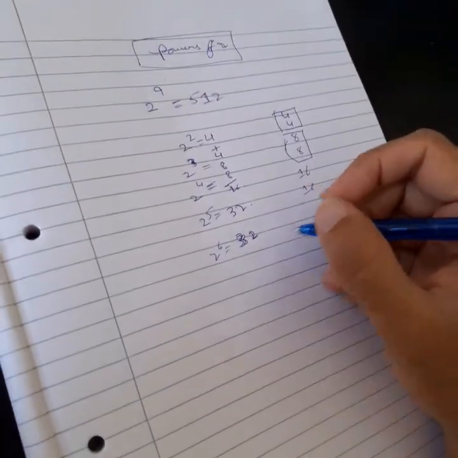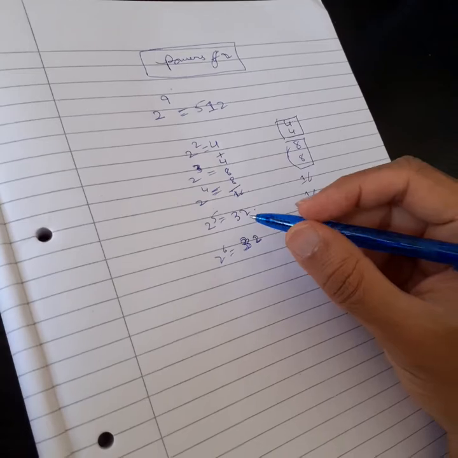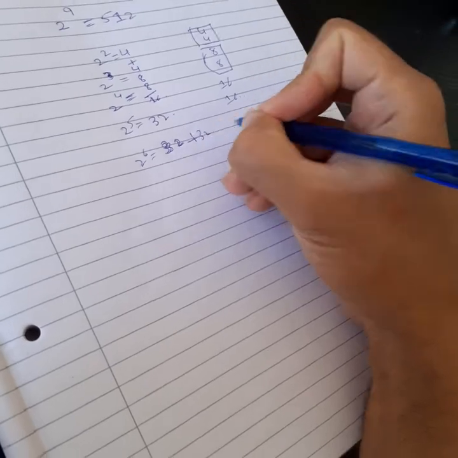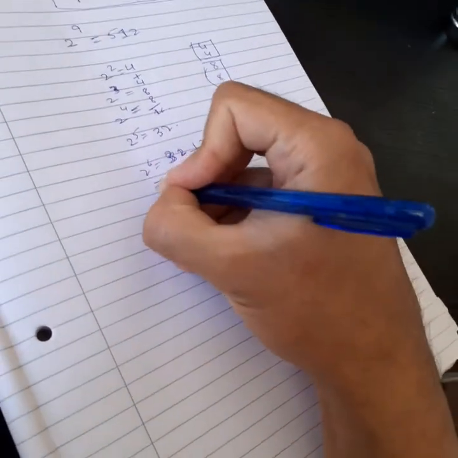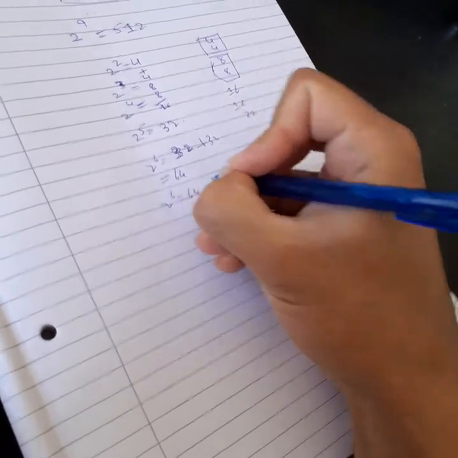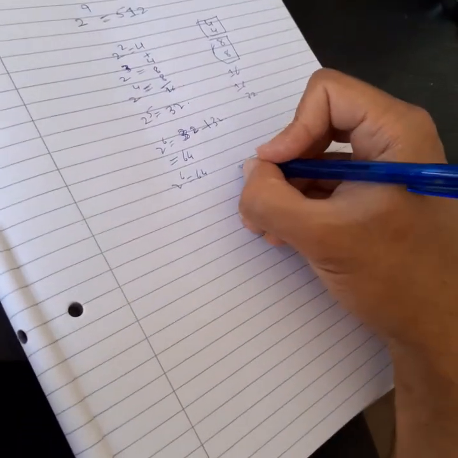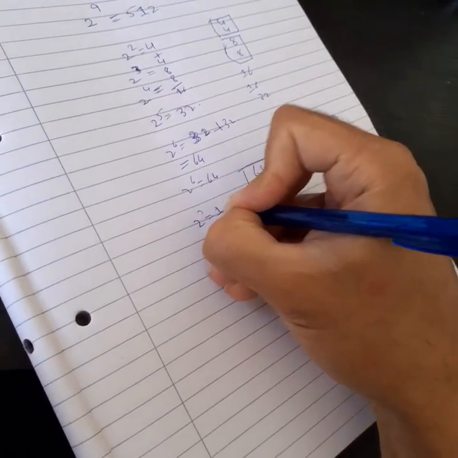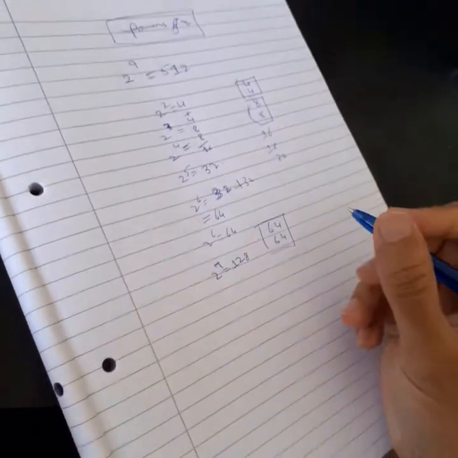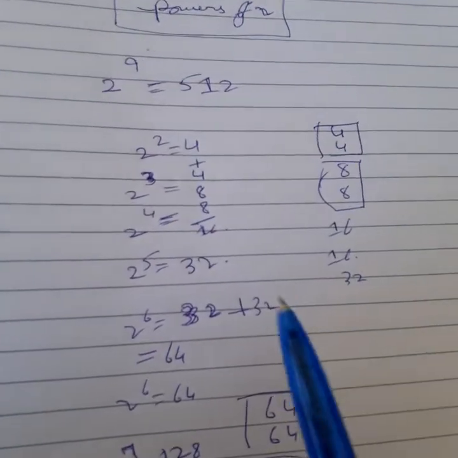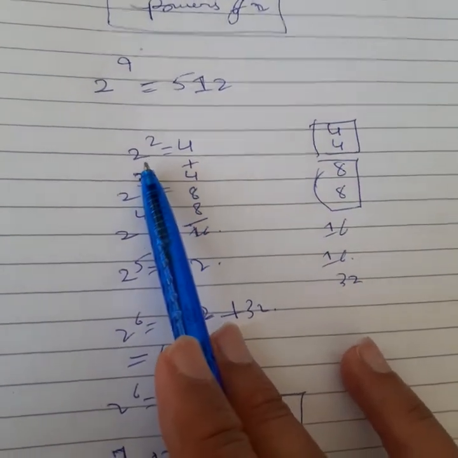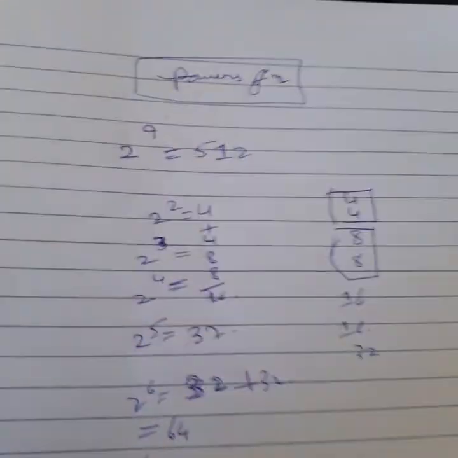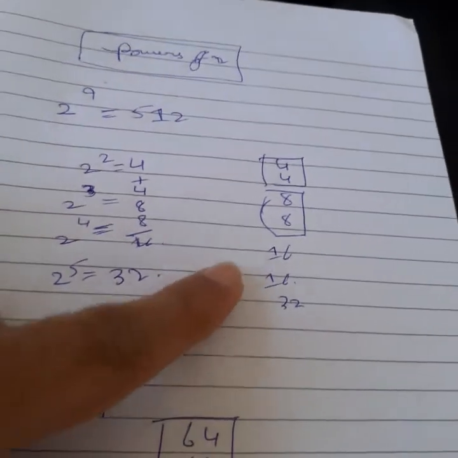So 2 power 6 is 32. No, it's not. What is it? 64. Yes. Similarly, 32 plus 32 is equal to 64. That's our 2 power 6. And then we add 64 plus 64, that will be our 2 power 7, which is 128. If you see the pattern, and if you don't understand, it's fine, just keep on practicing. Add the same value twice, you'll get the next power.